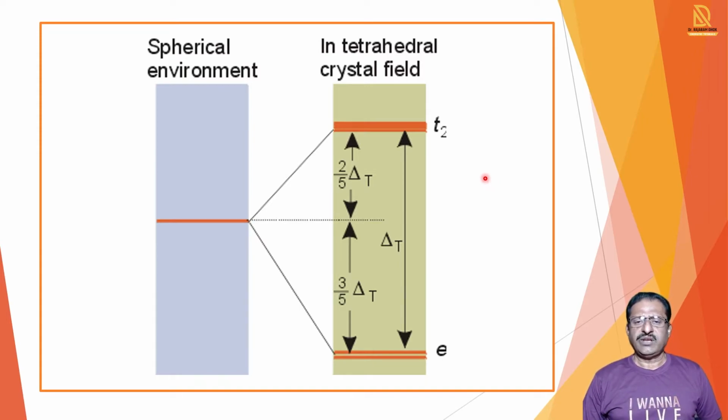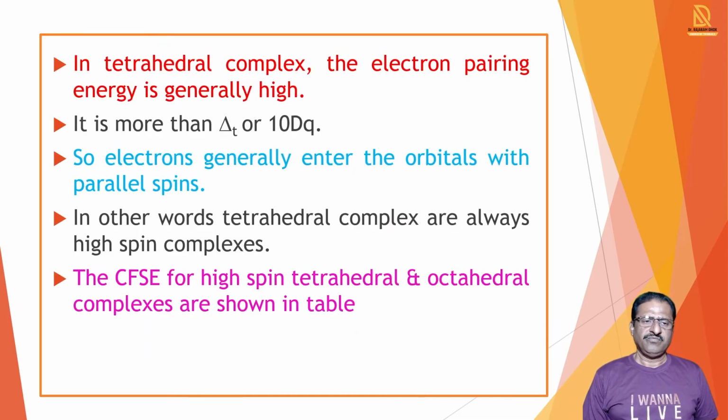Now we see in tetrahedral complexes, this is the average energy or barycenter energy. From this average energy, the lower energy is 3 by 5 delta T, and the upper destabilization energy is 2 by 5 delta T. And this total energy is called delta T. T means tetrahedral. Such tetrahedral energy splitting is observed here.